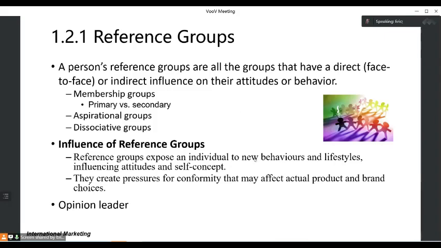What we talk about in the reference group is because all of us are social. We are social persons, not single. We live in a social world, so we have the influences of the reference group. The reference group will give us the rules, will create pressure for conformity that may affect actual product and brand choice.